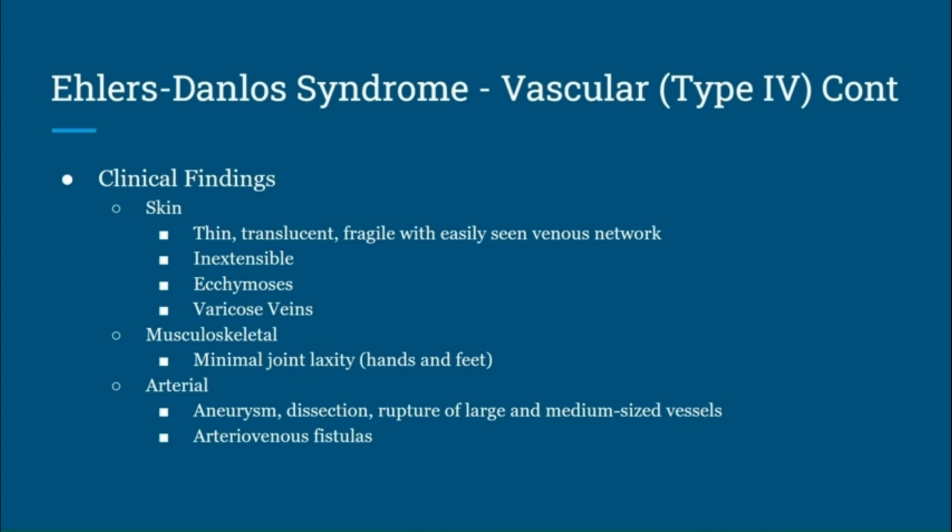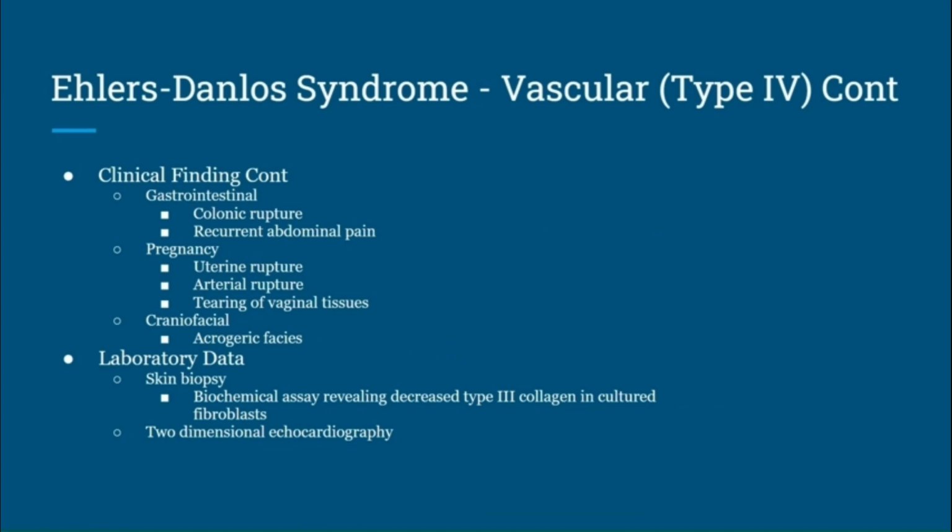The concerning thing with vascular type and why it's such a big issue is that you can have aneurysms, dissections, rupture of large and medium-sized vessels, and AV fistulas. This can also extend to the GI tract where you have colonic rupture or recurrent abdominal pain. In pregnancy, you can have uterine rupture or arterial rupture or tearing of the vaginal tissue. The key here, craniofacial-wise, is acrogeric facies. That's something I recommend you look up just to make sure that you can at least isolate how this face will look, because it can be your first clue.